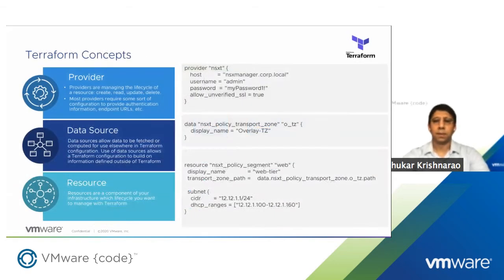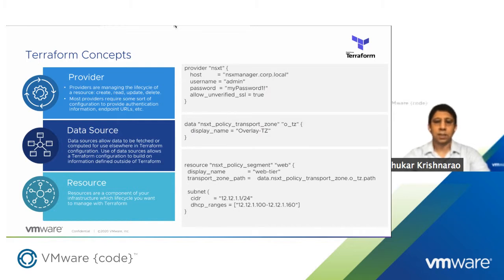Again, a very brief intro on Terraform terminologies. Typically, you have three terms that you'll have to be familiar with: a provider, a data source, and a resource. A provider is essentially what is managing the lifecycle, the connectivity, access to that system. In the example shown on the screen, it's provider NSX-T, which means it's an NSX-T provider. So you have the NSX-T's username, password, and connection parameters.